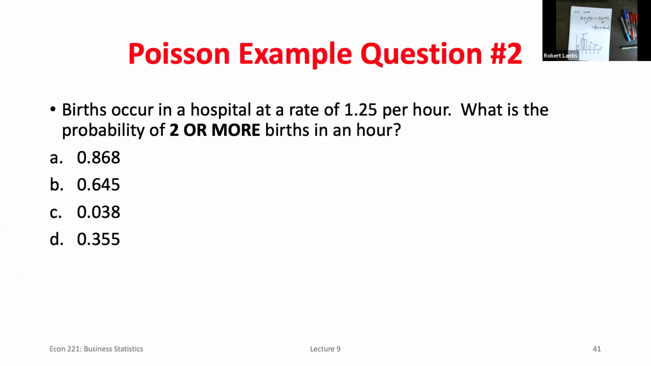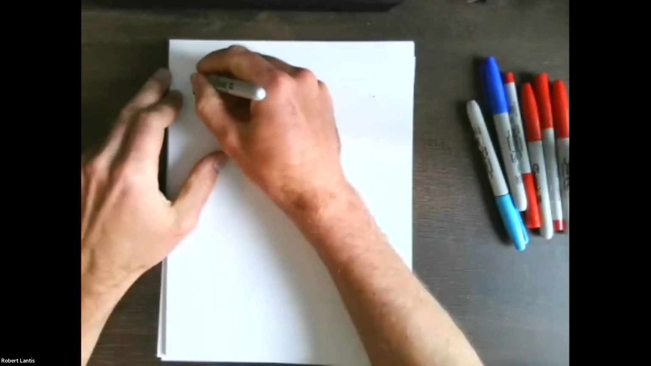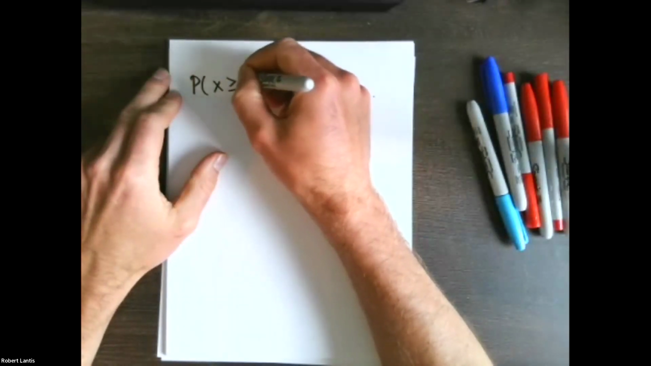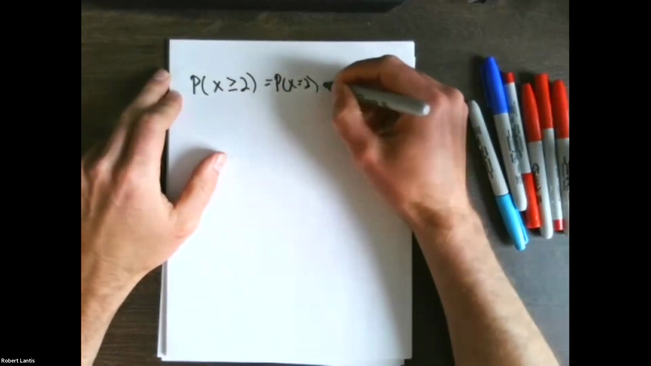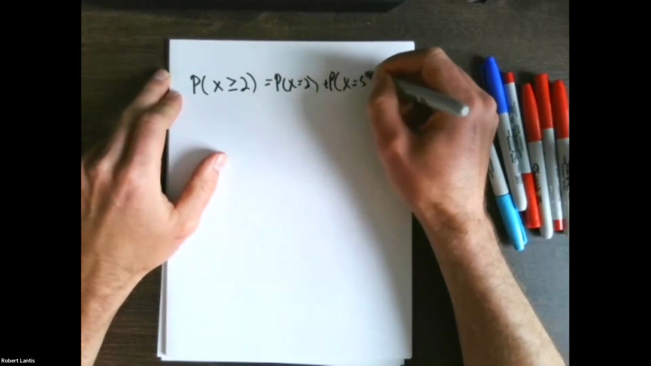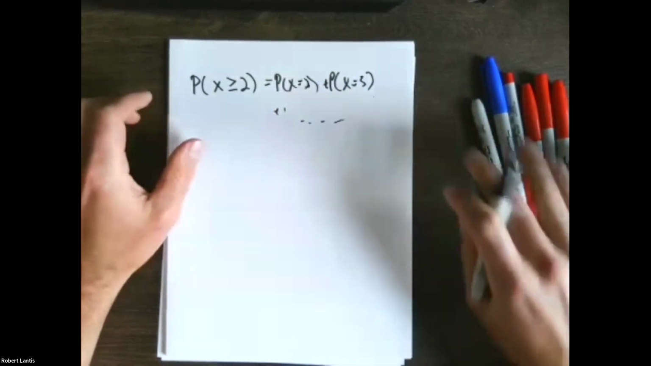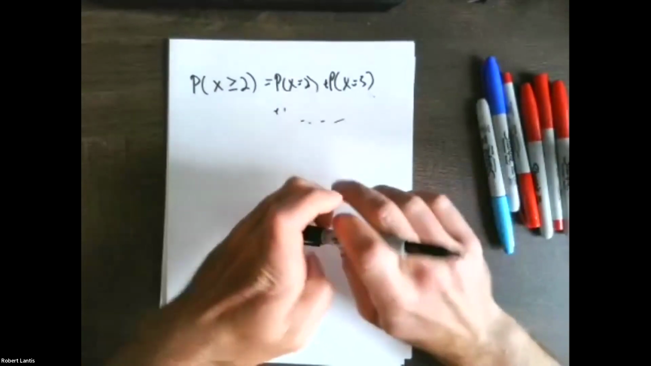What if now instead I wanted to know the probability of seeing 2 or more births? Right? Well, now I have kind of a problem, right? Because if I want to know the probability of 2 or more, so that's x being greater than or equal to 2, that's the probability that x is equal to 2, plus the probability that x is equal to 3, plus the probability it's 4, 5, 6.